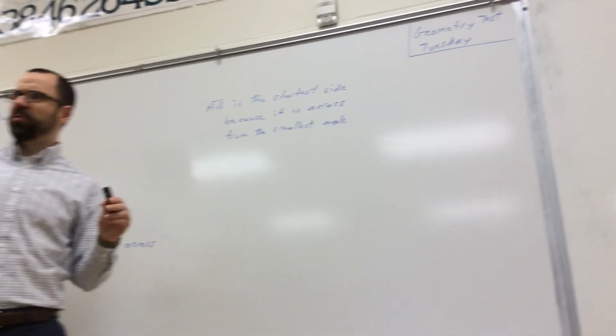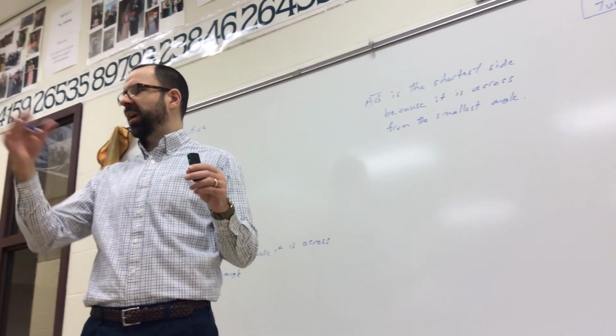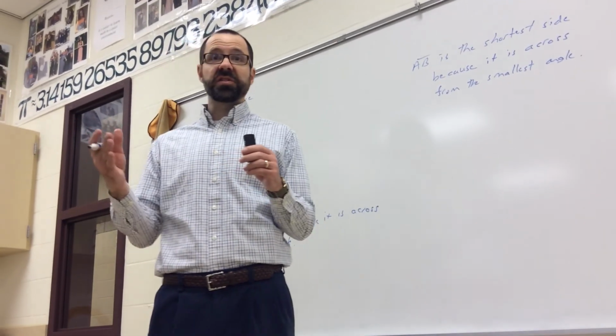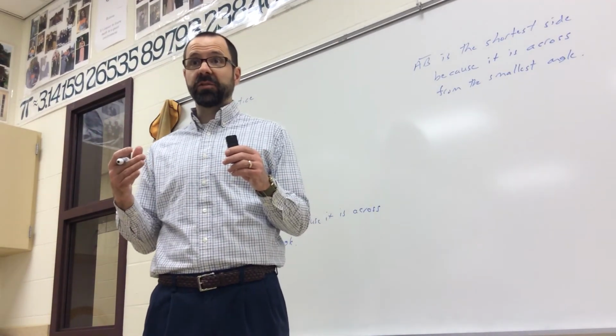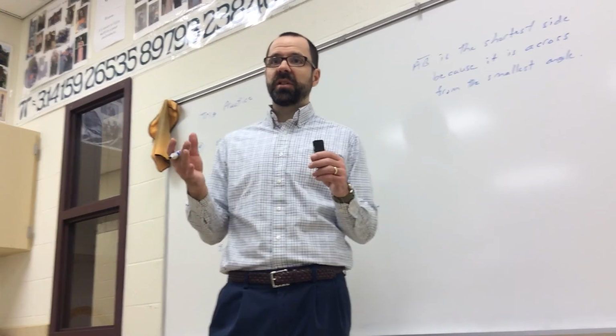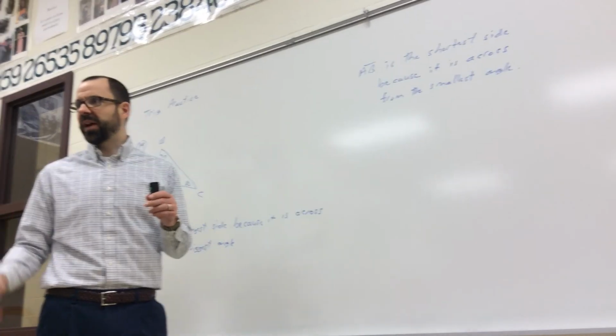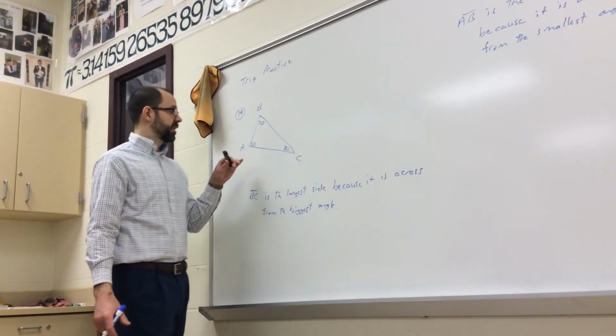All right, so just reviewing, we mentioned this way early on, maybe October. When you have a triangle, the longest side is going to be across from the biggest angle, and the shortest side is going to be across from the smallest angle, which makes sense. But we hadn't talked about that in a while, so I wanted to make sure that we talked about that again.